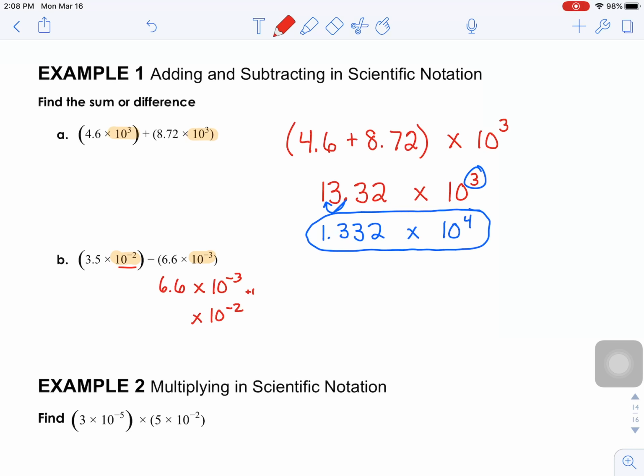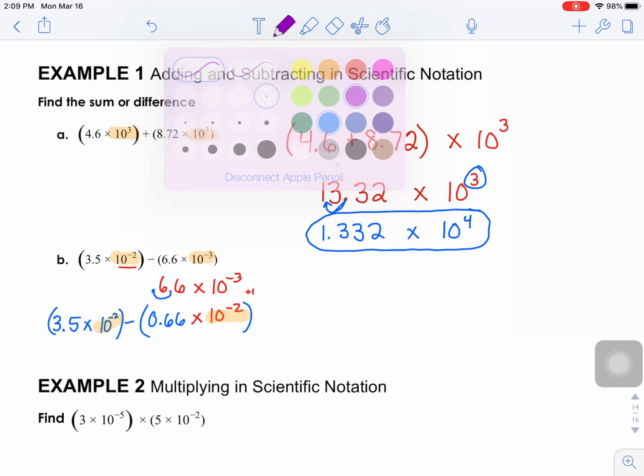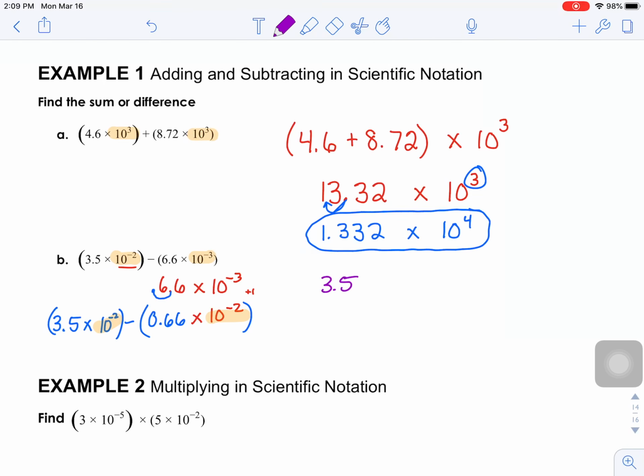So now I can combine that with my original piece, which was the 3.5 times 10 to the negative second. Now that they both have the same powers, we can combine those coefficients. So if I do 3.5 minus 0.66, let's do a little math here. 14 minus 6 is 8, right? 2.84. Okay, 2.84 is between 1 and 10. So now I can leave this as 2.84 times 10 to the negative second.